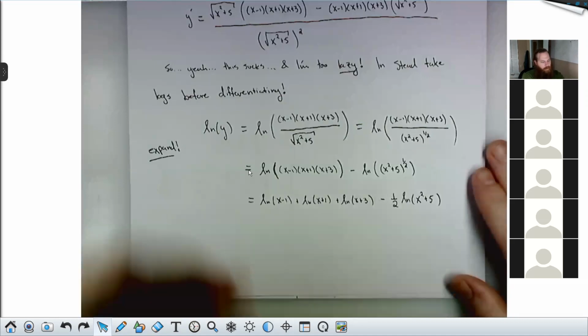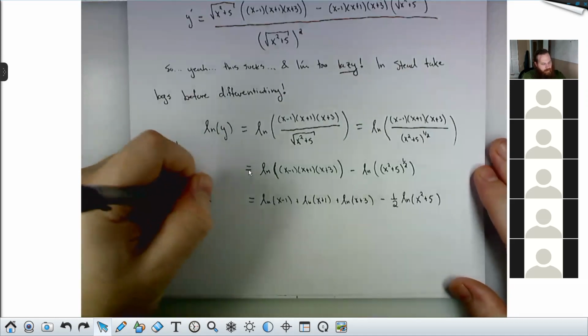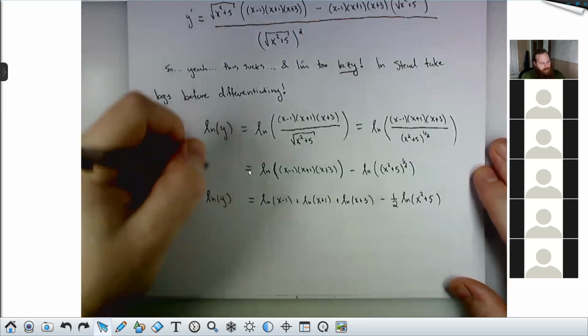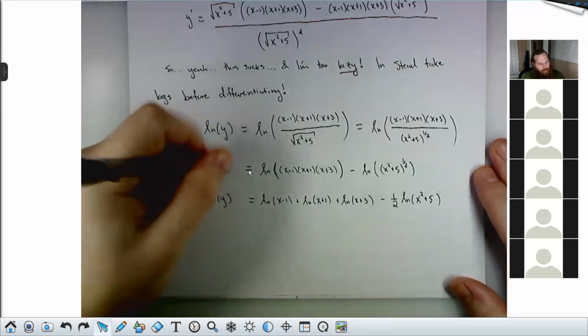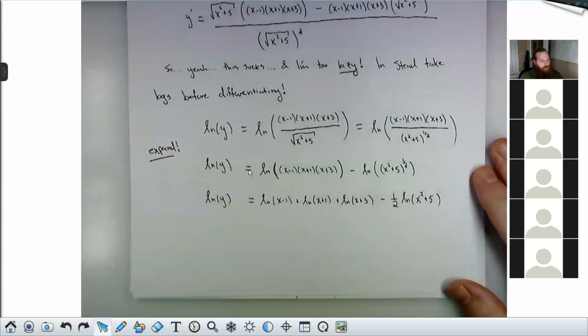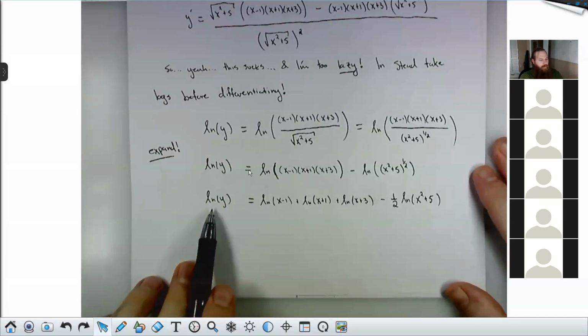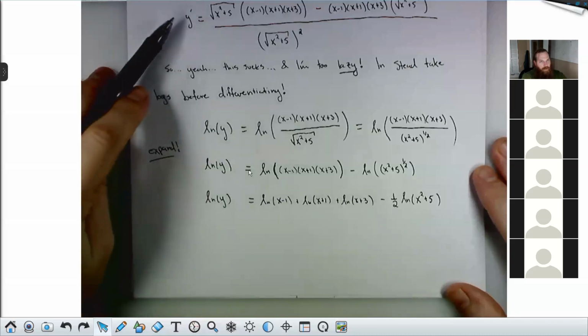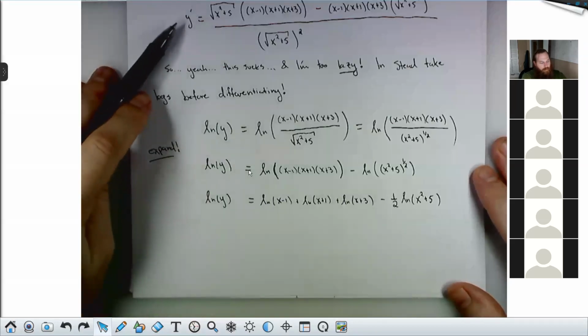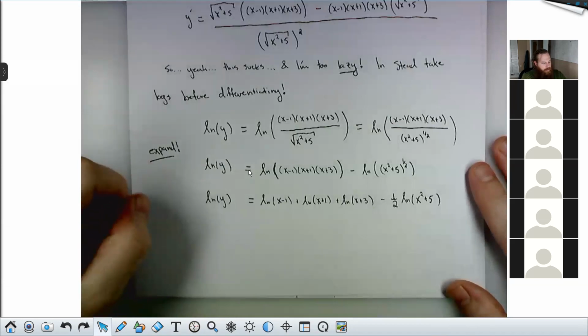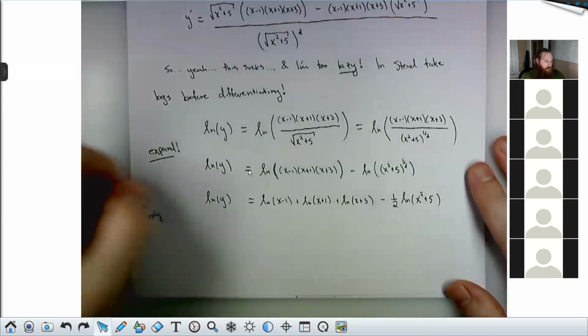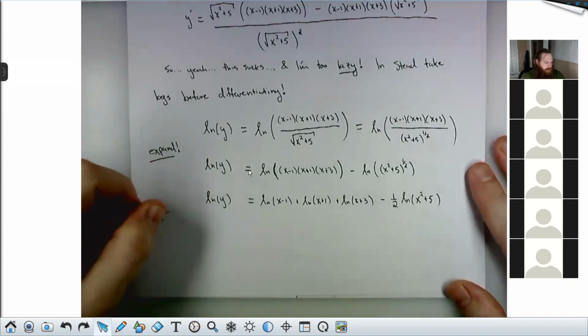So what I have right now is ln y is equal to all this stuff. I'll just write the ln y at each step here, right? So I have ln y equals all of this. I'm after y prime. So now I apply d dx to both sides.